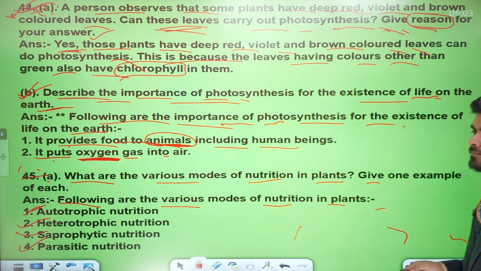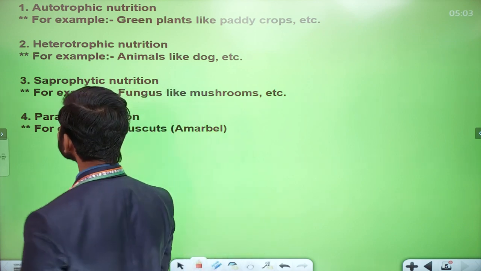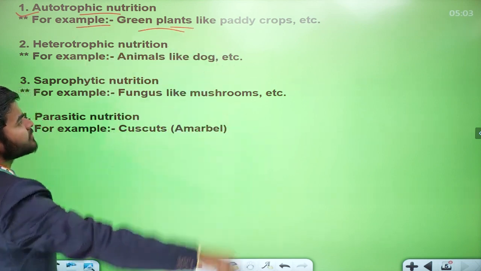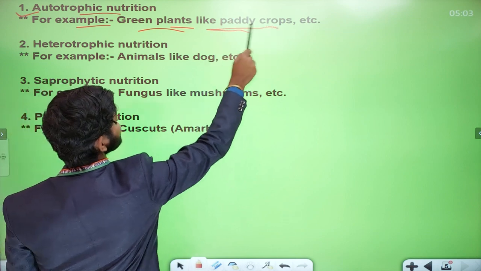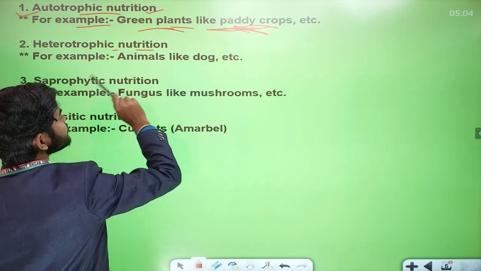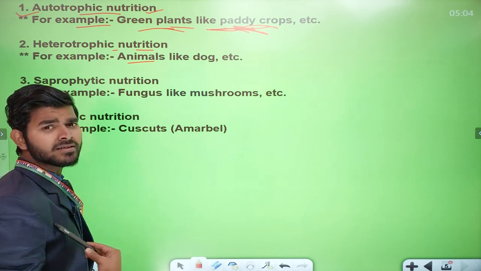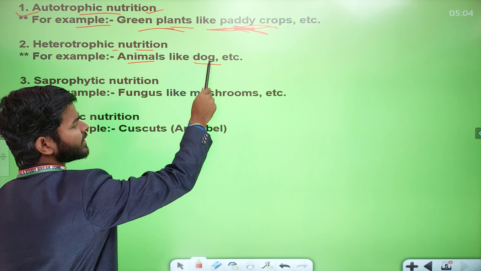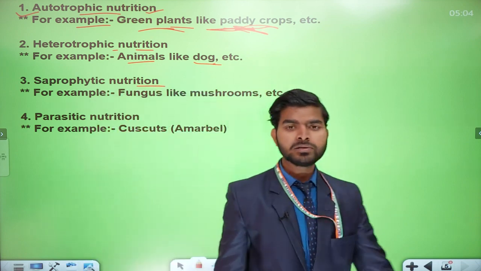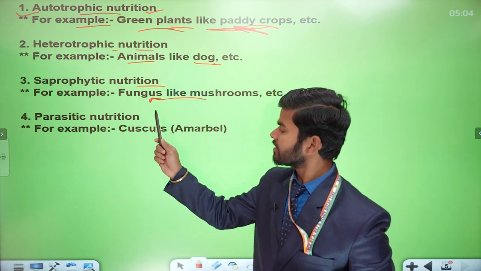First of all, you must write this one. Okay, let me cover. Here, I'm saying that the first one is autotrophic nutrition. For example, green plants like the paddy crop. Paddy crop is a green plant, and it is an example of the autotrophic mode of nutrition. The second one is heterotrophic nutrition. Animals, just like me, we all human beings, are heterotrophic mode of nutrition. And dogs, cats, cows, and many more different animals are heterotrophic. The next one is saprophytic nutrition. Actually, mushroom is an example of the saprophytic mode of nutrition. Mushroom belongs to the fungus category.